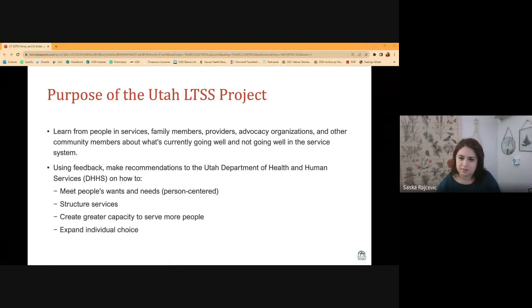We plan to get this feedback through one-on-one interviews and focus groups, which we will talk about in this presentation. We're then going to use that feedback to help structure a set of recommendations for the Utah DHHS about how to best meet people's needs using a person-centered approach, how to best structure or organize services, ideas for how to create greater capacity to serve more people within the system, and also how to expand individual choice.